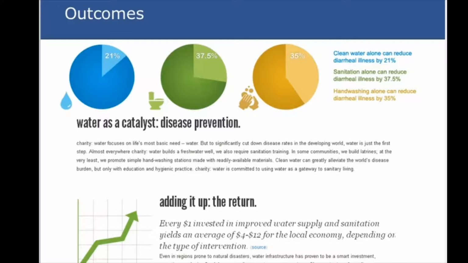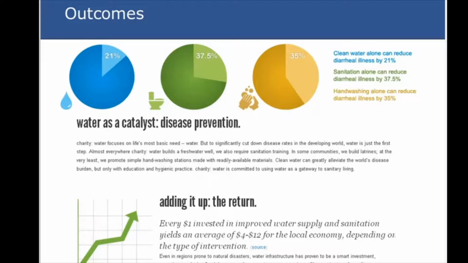They go further and present outcomes more strongly here, where they talk about clean water reducing diarrheal illness by 21% and sanitation by 37%, and so forth. This reduction of the problems that exist within this community is a clear outcome of the water source, as well as, they mention in this paragraph, the teaching of hygienic practices that usually goes along with a water project in a community.